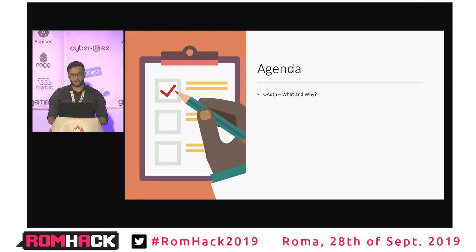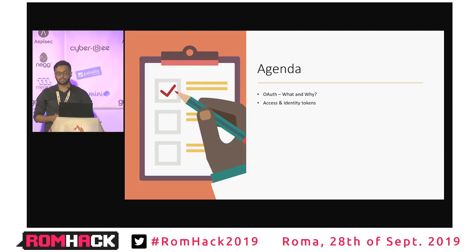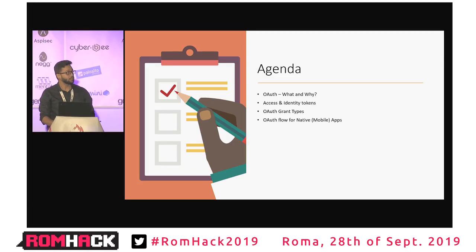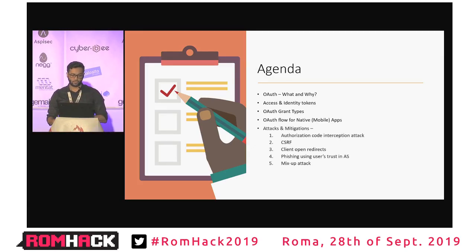We'll be covering why we need OAuth, and some information about access and identity tokens. OAuth also offers various grant types, and we'll be covering a couple of them in the interest of time. Then we'll be touching upon the OAuth flow for native applications. And then we'll come to some of the attacks that can happen and the mitigations, followed by a short Q&A session.